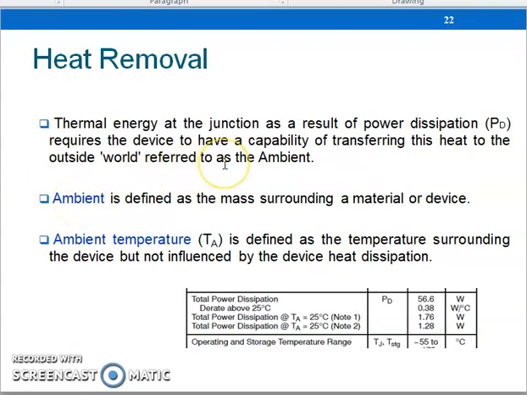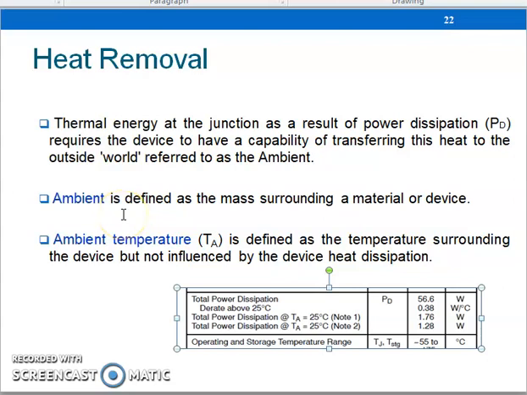So we need to remove all the heat that is produced at the junction, such that the temperature of the junction can be kept below its specified range. The thermal energy created at the junction is considered as dissipated power or power losses, indicated here as PD, the dissipated power. It requires the device to transfer all the heat generated here to the outside world, which we also refer to as ambient.